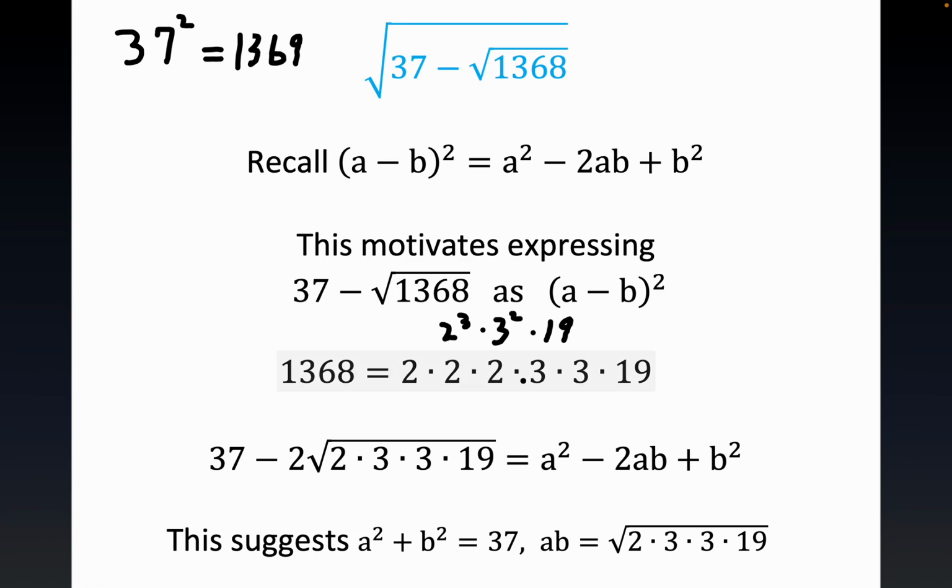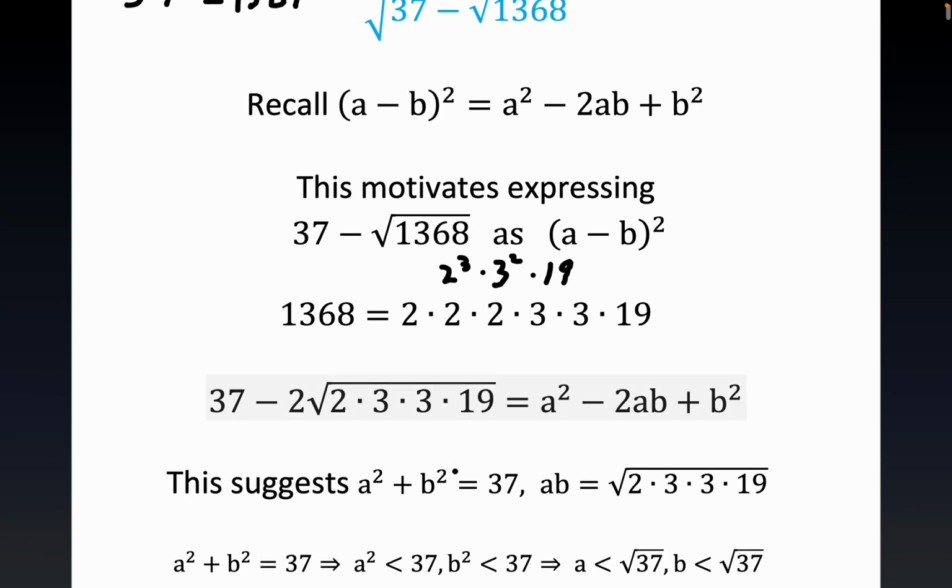Okay, now you can see what I did. 1368 is equal to this, but 2 squared, two of the 2's is 4, and you take the square root of that and you get 2. That's where this 2 comes in. Notice that you're just left with 2 times 3 times 3 times 19 here. Now, the a squared plus b squared is going to be an integer, so we equate the integer part to the integer part right here. You see a squared plus b squared is equal to 37.